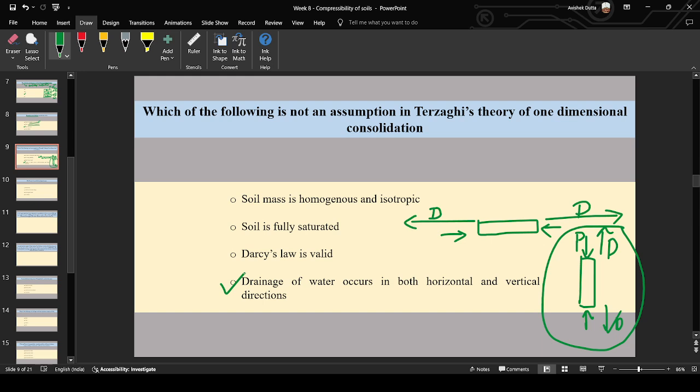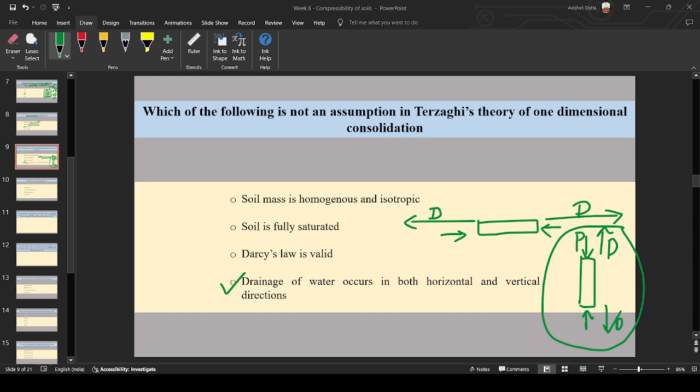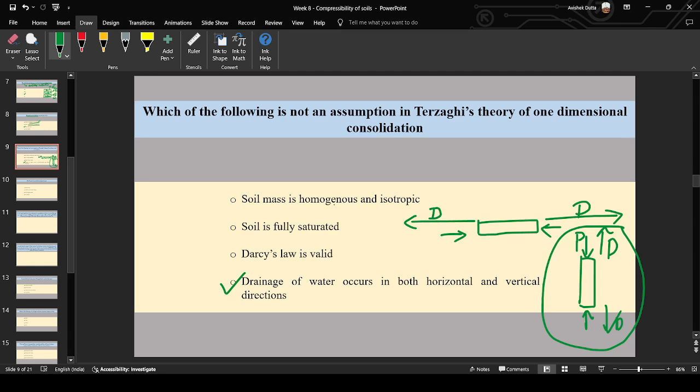Rest, soil mass is homogeneous and isotropic. It is an assumption. Soil is fully saturated. Again, an assumption in Terzaghi's theory of one-dimensional consolidation. And Darcy's law is valid. Yes, this is also an assumption in Terzaghi's theory. I hope the solution was clear. I'll go to the next question.